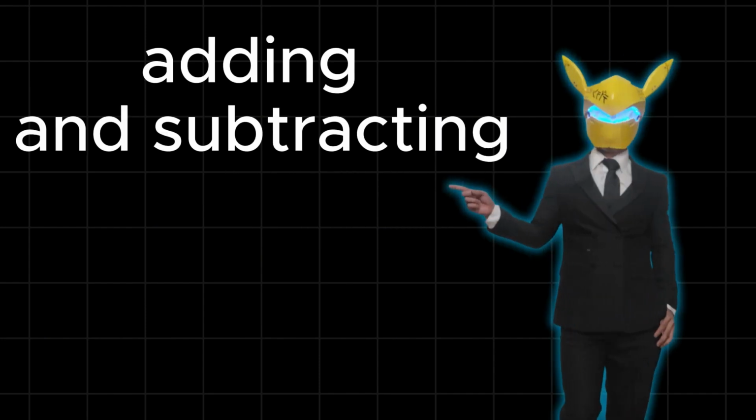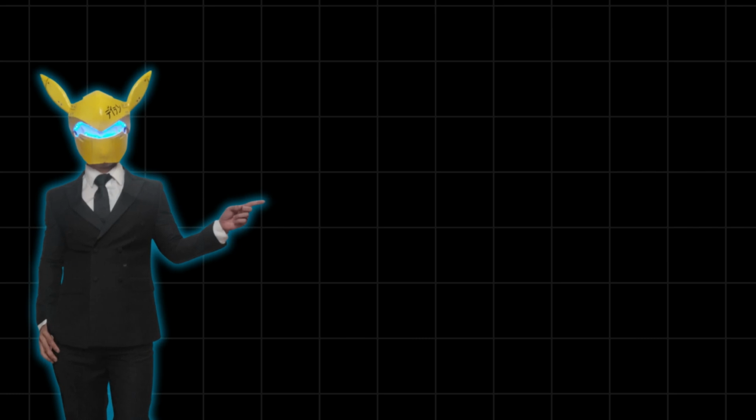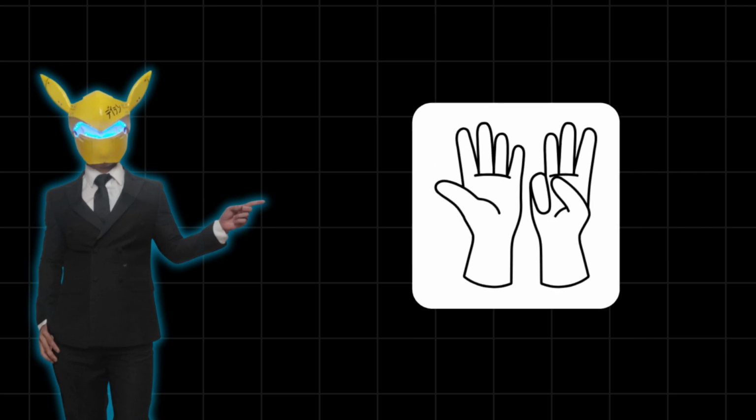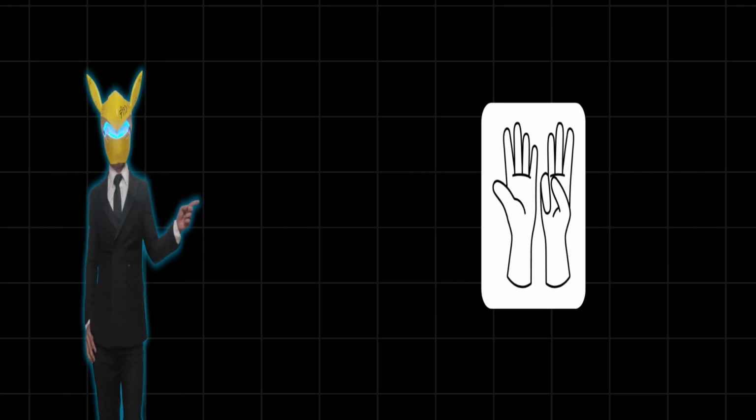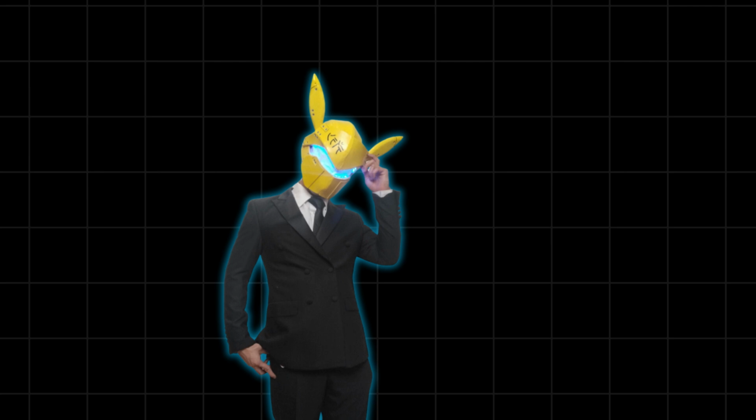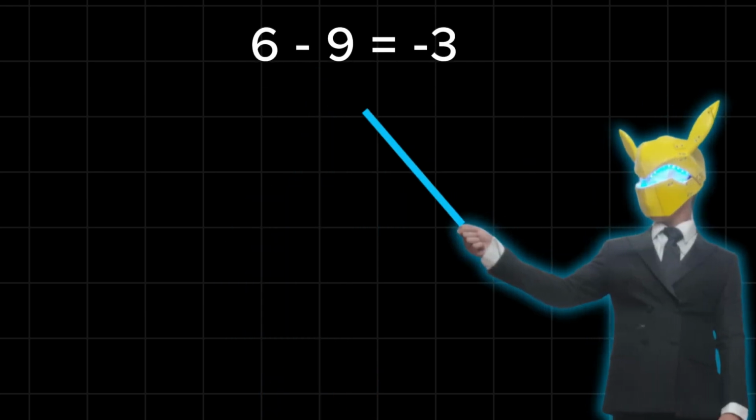In today's video, we are adding and subtracting integers. The skills you will learn here are as important as counting on your fingers. So, if you have fingers, let's get started. 6 minus 9 equals minus 3.